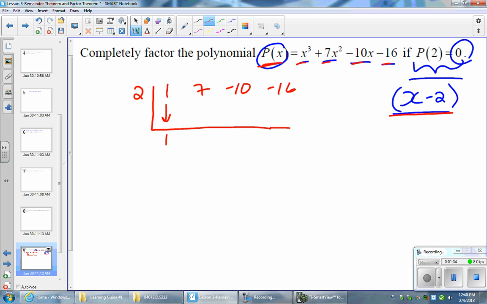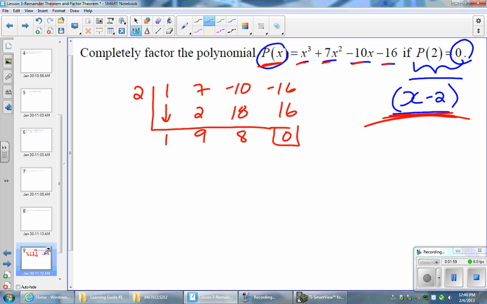Bring down the 1. 2 times 1 gives me a 2. 7 plus 2 is a 9. 2 times 9 is a positive 18. Negative 10 plus 18 gives me a positive 8. 2 times 8 gives me a positive 16. Now, if I add a negative 16 to a positive 16, I get a remainder of 0, which makes sense because we know that this binomial is a factor, so there should be no remainders.